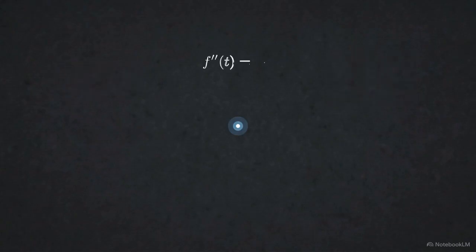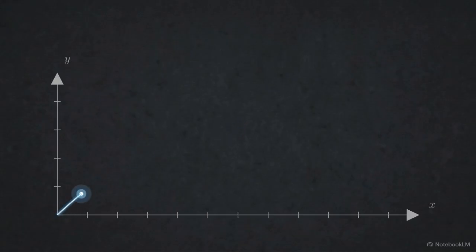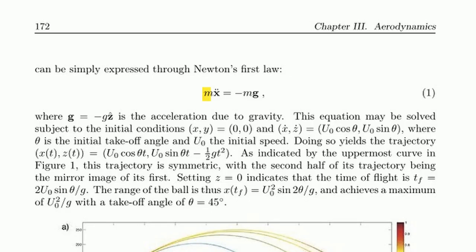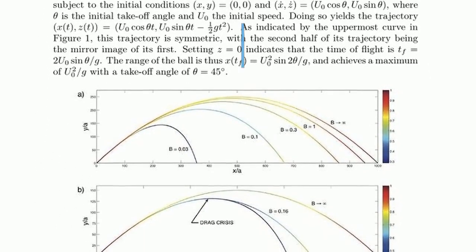By integrating that constant acceleration, we derive a position function for the ball. Plotted on a Cartesian plane, this function traces a perfect mathematical parabola. This model begins with Newton's first law, where change in momentum is dictated by mass and gravity. Under this model, a ball struck at 30 meters per second traces a symmetrical path, landing exactly 120 meters away.